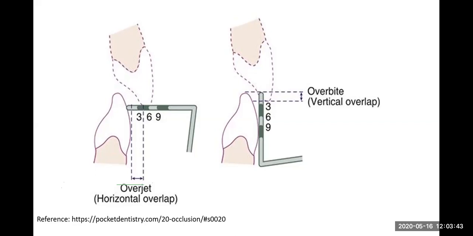So the overbite and overjet relationship are very important when you are considering occlusion. So you can see how it is measured there. The overbite is vertical overlap, while overjet is horizontal overlap. You see how they are measured there. So very important that you take note of this.